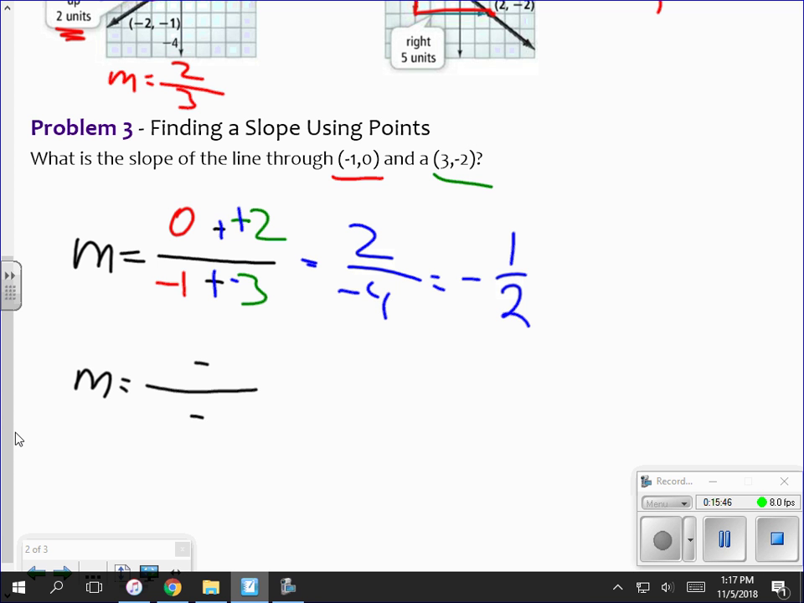If I take the second coordinate, put negative 2 here, minus 0, over 3 minus negative 1. If I swap, which point comes first? Does that make a difference? Well, I have negative 2 minus 0. Anything minus 0 is that, so I get negative 2. 3 minus negative 1, well, that's the same thing as 3 plus 1, which is 4, which reduces to negative 1/2.